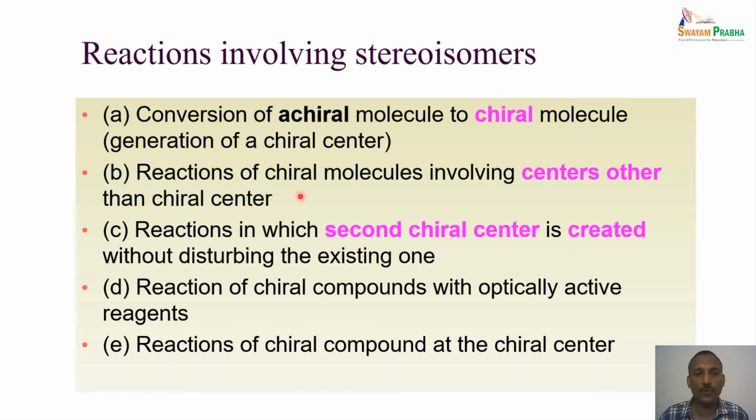Next, we will be studying reactions of chiral molecules involving centers other than the chiral center. Then we will also study reactions where a second chiral center is created without disturbing the existing one. Then we have reactions of chiral compounds with optically active reagents. Then finally we have reactions of chiral compounds at the chiral center. So we have various reactions. We will see them one by one right now.